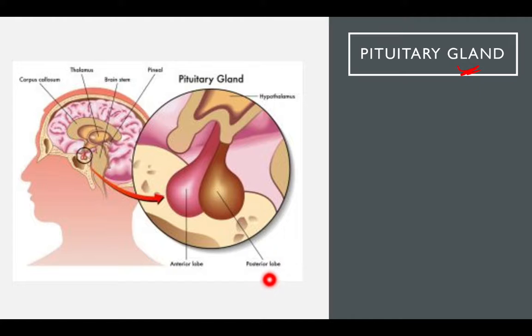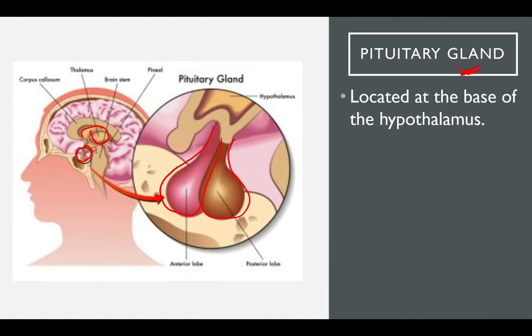Okay, pituitary gland is located very close to the hypothalamus. So this is the hypothalamus. So this is the pituitary gland. Okay, when we zoom out the structure, this is the structure of pituitary gland. It has two lobes. Okay, dia ada dua bulat tu. Okay, located at the base of the hypothalamus. Yes, dia dekat bawah berdekatan dengan hypothalamus.